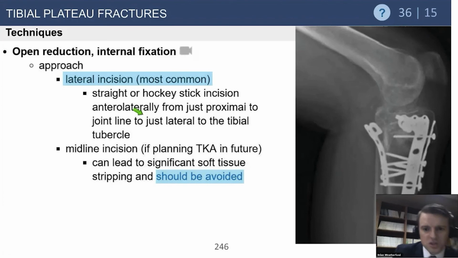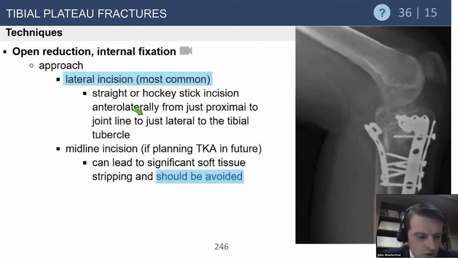So open reduction and internal fixation. A lateral incision is the most commonly performed. You can perform a straight, a slightly curved, or what's known as a hockey stick incision, which is basically transverse of the joint and then continuing in line with the anterior compartment. A midline incision is discouraged.